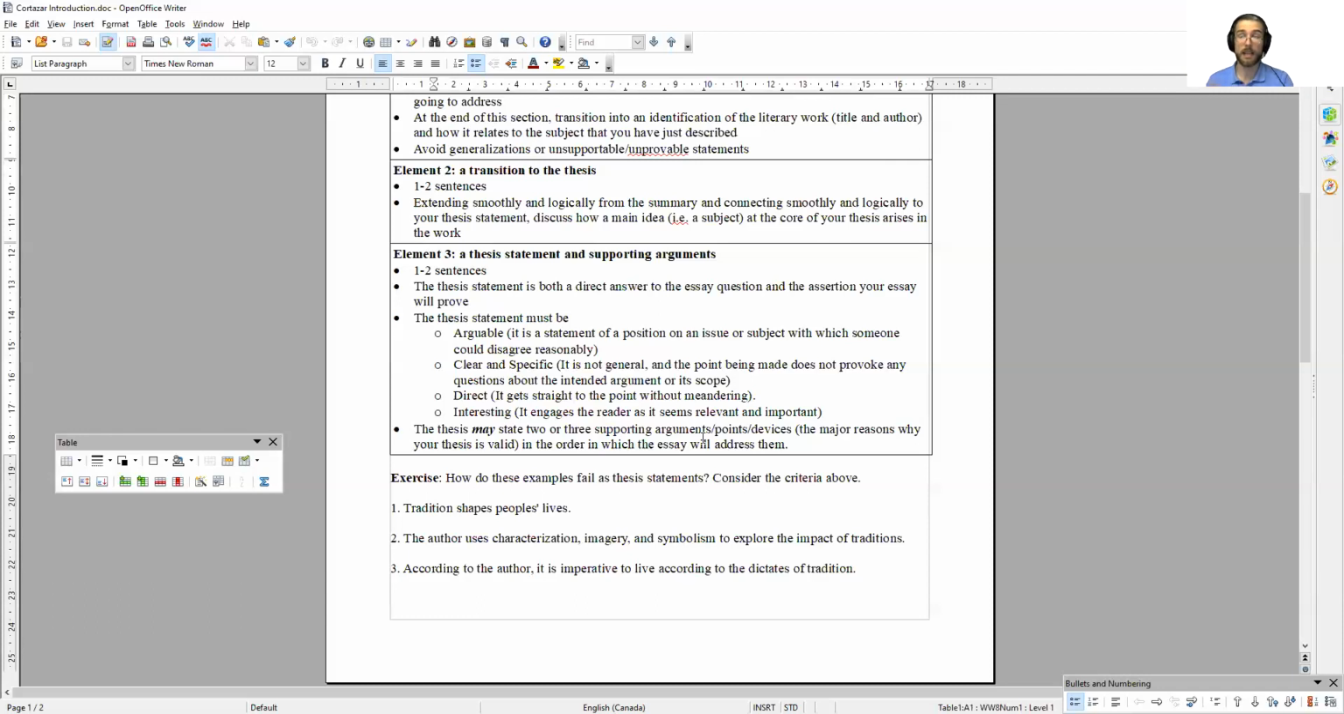Why? What happens because people live according to the dictates of tradition? Do they live happier and more fulfilling lives? Then you should say that. Make sure that your thesis is specific.